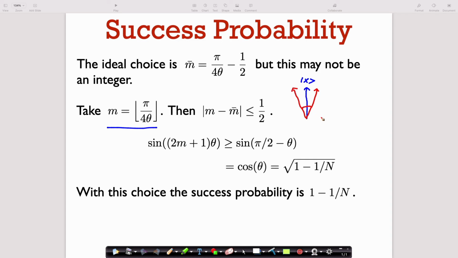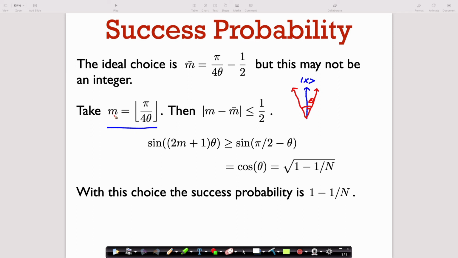So we can guarantee that we'll be in this region here, and because the distance between m and m bar is at most a half, then basically we're going to deviate from pi over 2 by at most an angle of theta on either side. Okay, so this angle here is going to be at most theta.